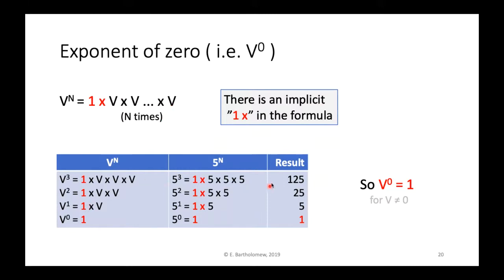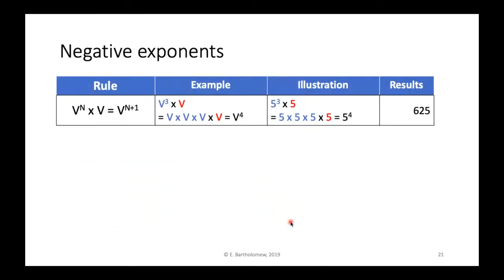So when we look at our results going down in exponents, 5 cubed is 125, 5 squared is 25, 5 to the 1 is 5, and then 5 to the 0 is 1. And notice each time we're being reduced by a factor of 5. So we're going to continue with that to think about negative exponents.